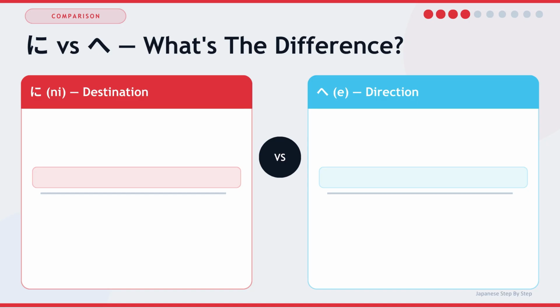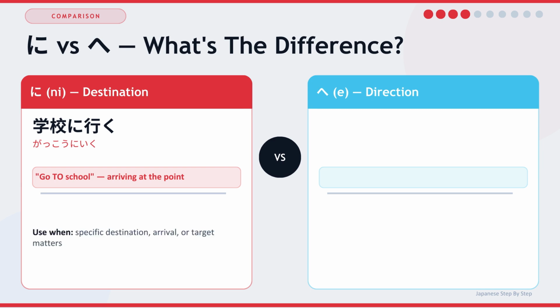Now we put them side by side. Same sentence structure, same verb, different particle. Watch what changes. 学校に行く。 I go to school. The particle ni puts the emphasis on school as the specific destination. You know exactly where you're going, and you're going to arrive there. School is the pin on the map.